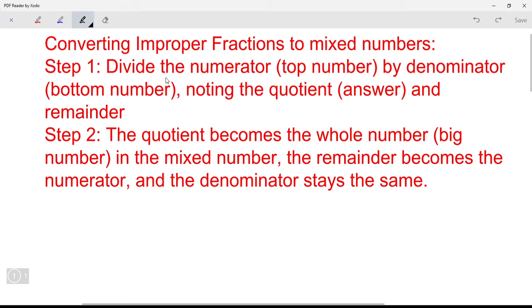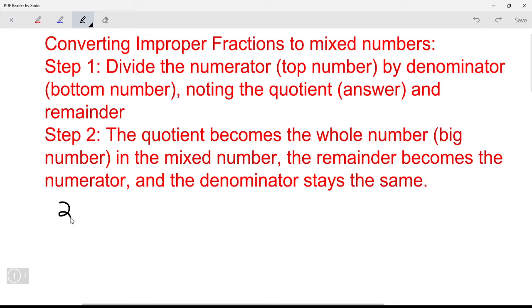So, step 1, divide the numerator, the top number, by the denominator, the bottom number, noting the quotient, the answer, and the remainder. The quotient becomes the whole number, the big number in the mixed number. The remainder becomes the numerator, and the denominator stays the same. So let's see this in action.